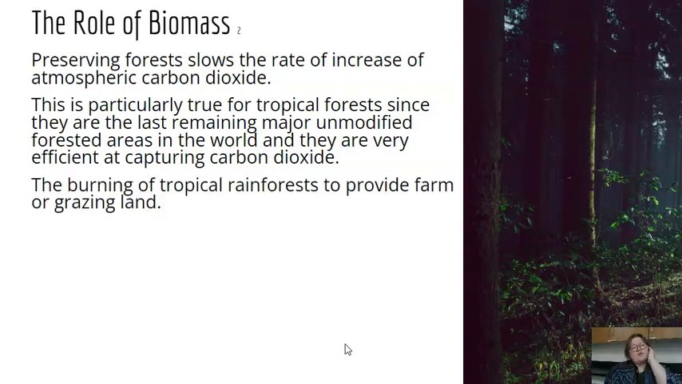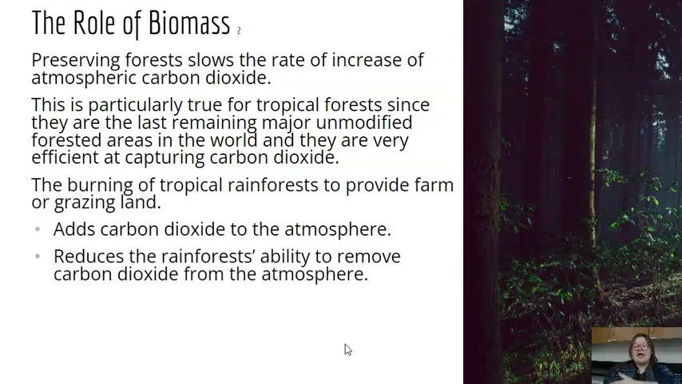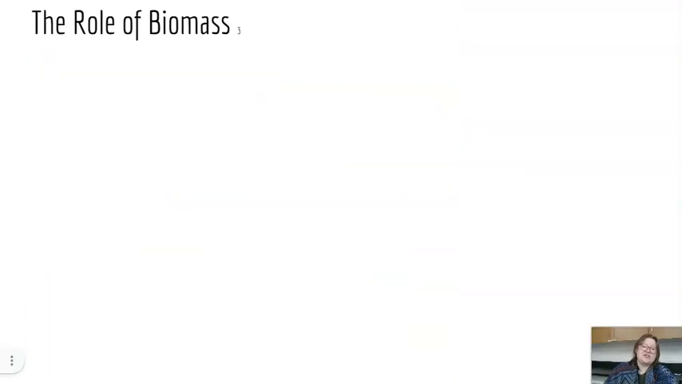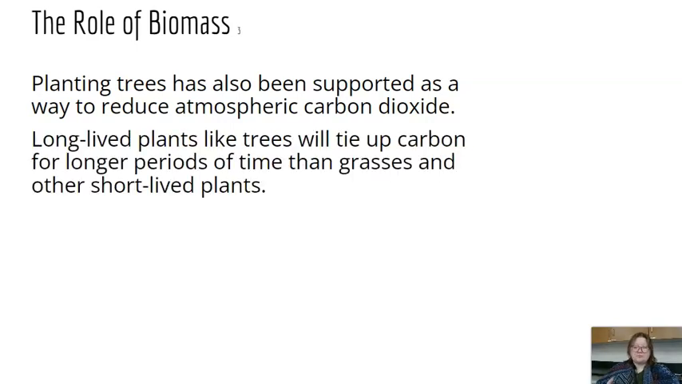The burning of tropical rainforests to provide farm or grazing land is putting that at risk. This adds carbon dioxide to the atmosphere, and it also removes the trees, so it decreases that rainforest's ability to remove carbon. A commonly cited estimate is that 10% of the additional carbon dioxide entering the atmosphere is due to deforestation. Planting trees has also been supported as a way to reduce atmospheric carbon dioxide.